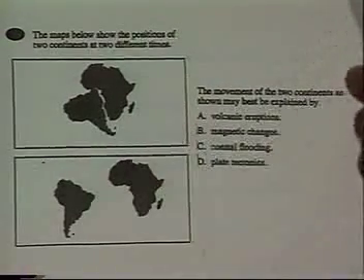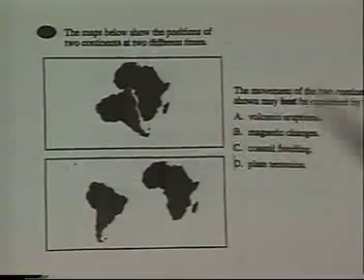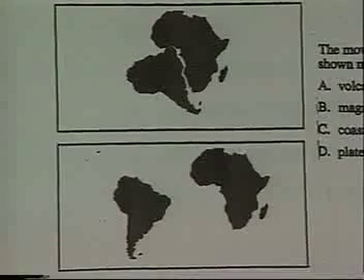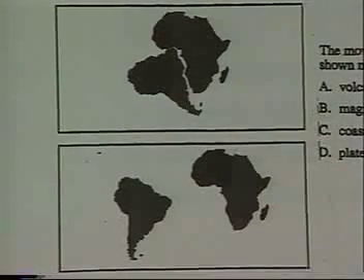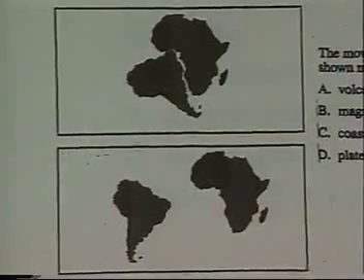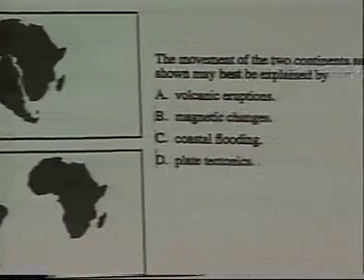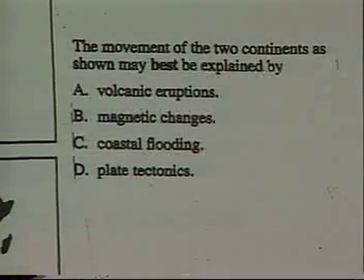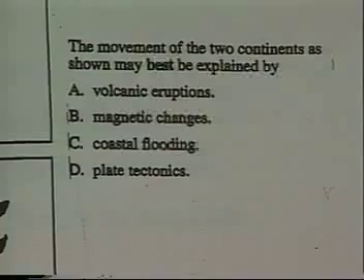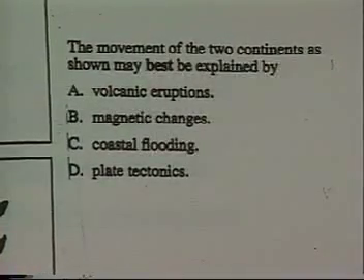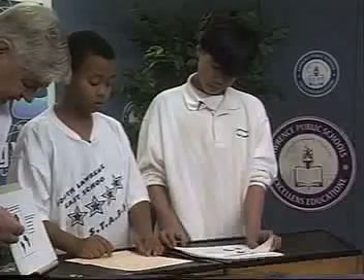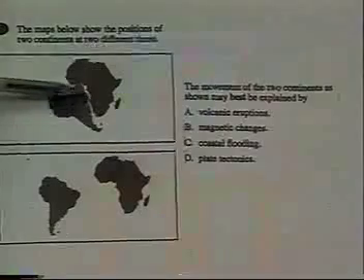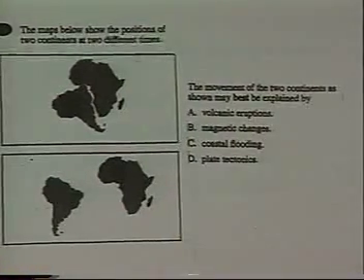The maps below show the positions of two continents at two different times, Africa and South America. The movement of the two continents as shown may best be explained by A, magnetic volcano eruption, B, magnetic changes, C, coastal flooding, D, plate tectonics. We have two diagrams here, one showing South America and Africa, and they sort of fit together like a puzzle.